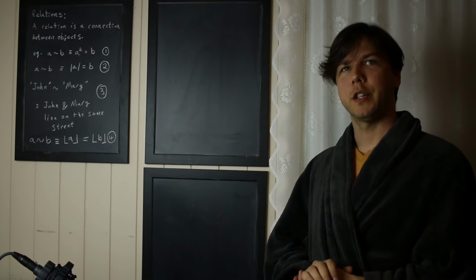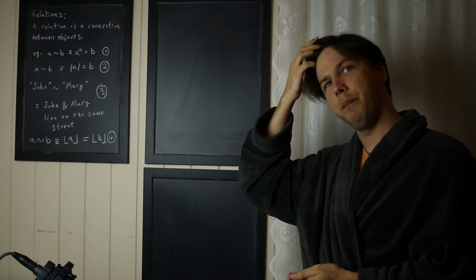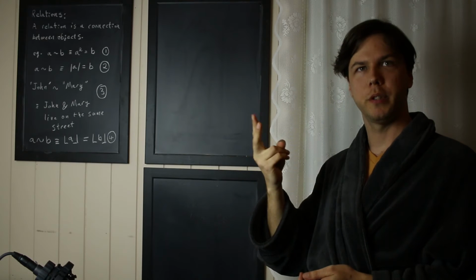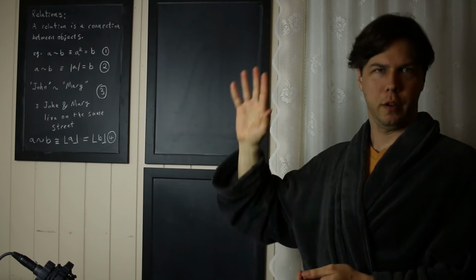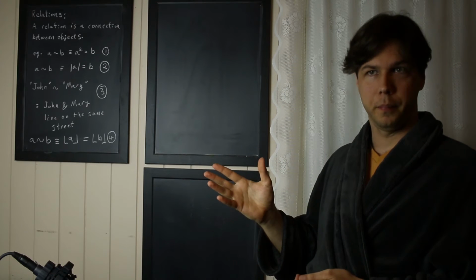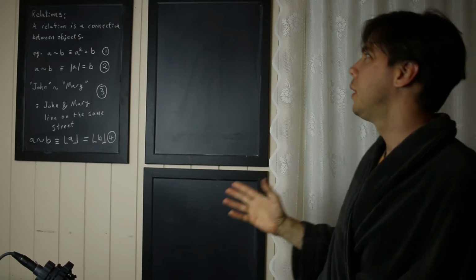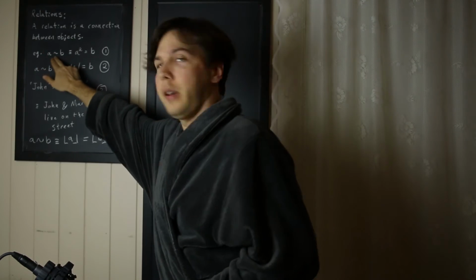A relation is basically a connection between objects. We could have binary relations with two objects related, ternary relations, three objects. Look, if we understand two objects, we're all good. Here are some examples. You can define a relation.